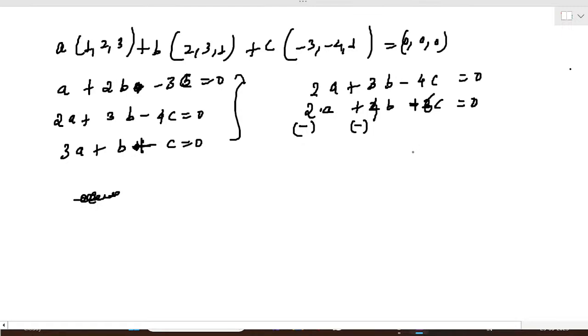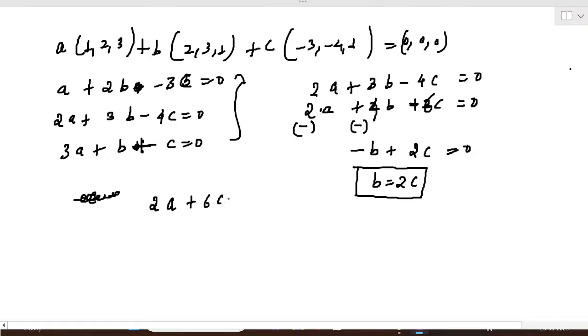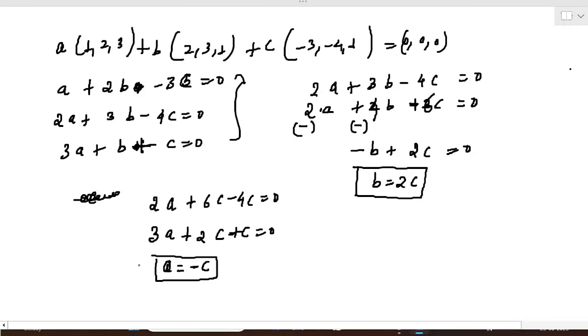So this is I think 2C here, and I think this would be minus B plus 2C equal to, तो सही तो आ रहा था. So B is equal to 2C was right, exactly. ठीक है, so B is equal to 2C. And then I can use this up somewhere. So if I write B is equal to 2C, I'll get two equations, that is 6C minus 4C equal to 0, and then I will get 3A plus 2C plus C is equal to 0. That implies A is equal to minus of C from here. A is equal to minus of C I've got.